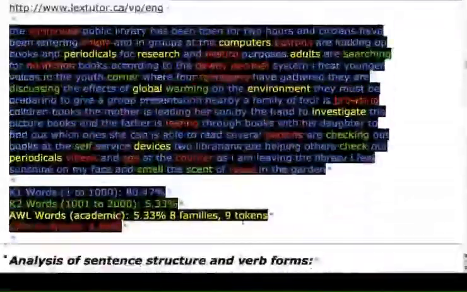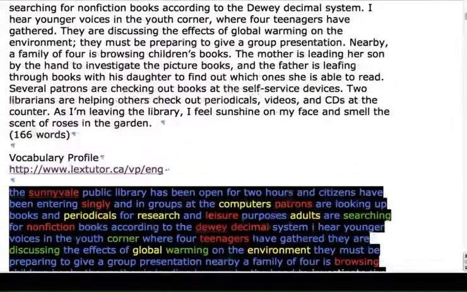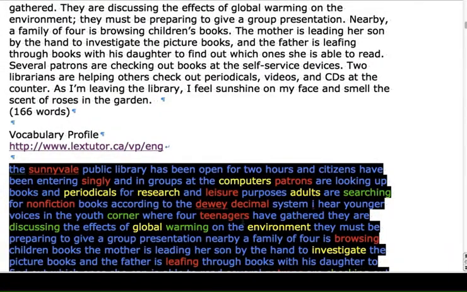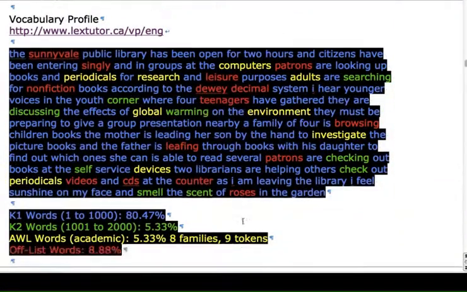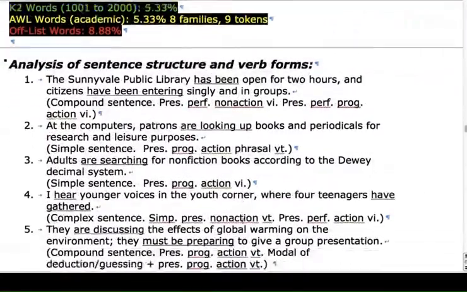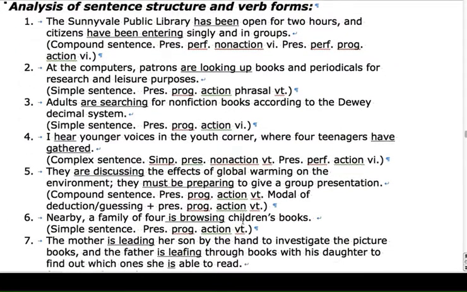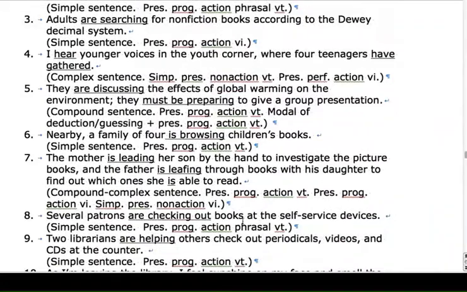So now I've analyzed for you this paragraph at the public library. It fits the requirement of 150 to 175 words, and it uses 5 or more percent AWL, or academic words, and I've analyzed the sentence structure and the verb forms and a few other parts for you.